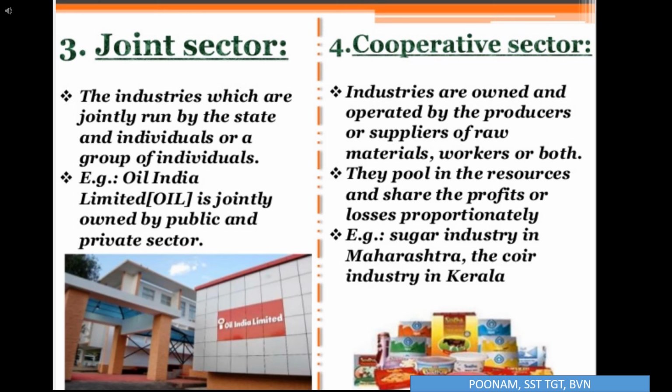Joint sector industries are those industries which are jointly run by the state and individuals or a group of individuals. For example, Oil India Limited. Whereas cooperative sector industries are owned and operated by the producers or suppliers of raw materials. They pool in the resources and share the profit or losses proportionately. Such examples are sugar industry in Maharashtra, Amul in Gujarat.